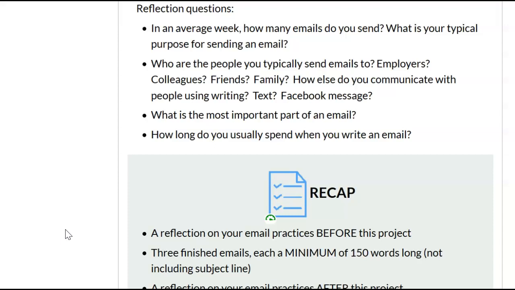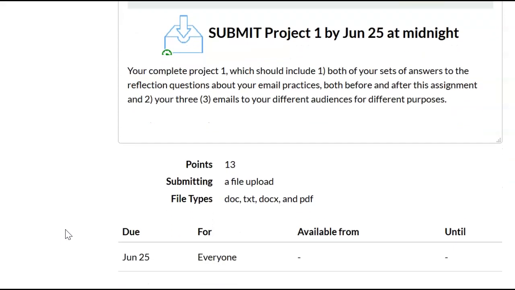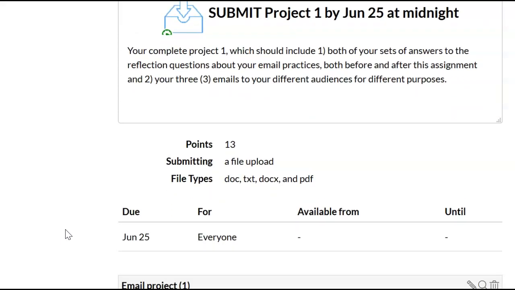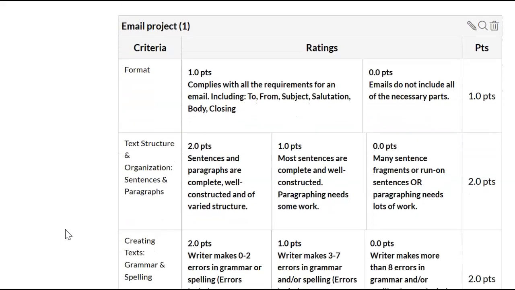So when you turn this in, you're going to have 2 reflections, 1 before the project, 1 afterward, and 3 finished emails. Each is a minimum of 150 words long, not including the subject line. So you do need to have a subject, particularly the subject line, because that is such a crucial part of whether somebody actually reads your email. In the to and from line, please feel free to fabricate email addresses. And all of these 3 parts will be due in one document on June 25th at midnight. So, I look forward to reading your emails.